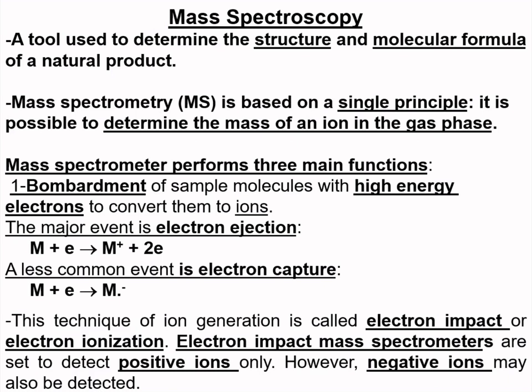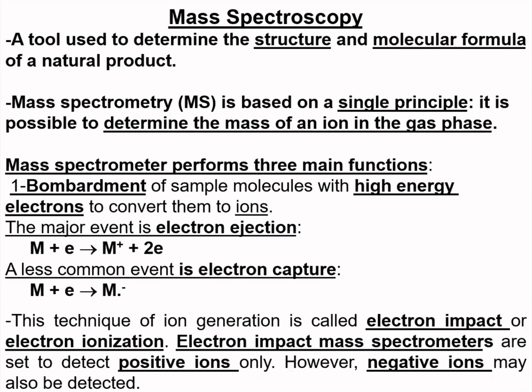Since we use mass spec in obtaining molecular formula, let's start by explaining the use of mass spectroscopy in the determination of the structure of natural products. Mass spectroscopy is used to determine the structure and the molecular formula of a natural product. The low resolution mass spec can be used to determine the molecular weight, whereas the high resolution mass spec can be applied to determine the molecular formula.